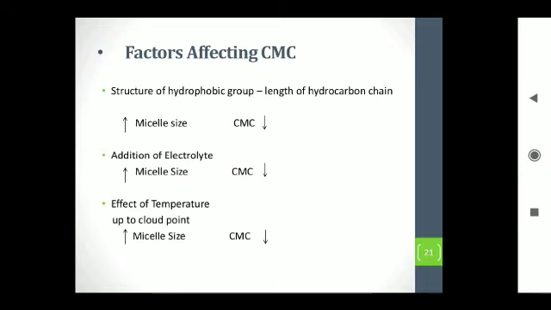Critical micelle concentration changes the colligative properties such as osmotic pressure and surface tension, and the freezing point and boiling point values can also change.